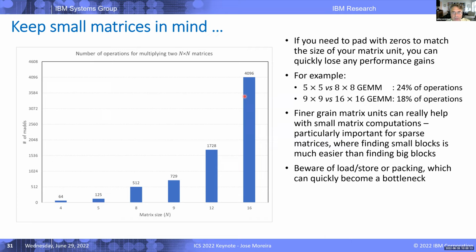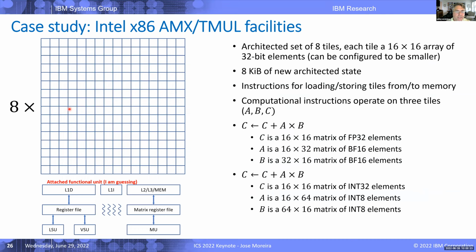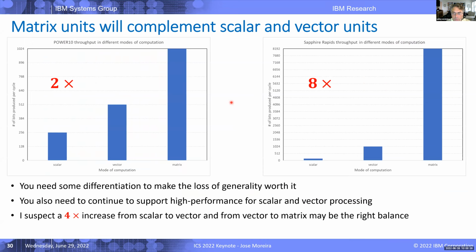So that's why we have to have a way. And by the way, Sapphire Rapids does have a way. Even though I say the register file is naturally 16 by 16, or the tiles are 16 by 16, they have a way to do smaller matrices.